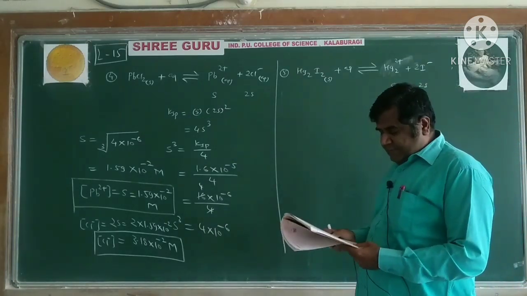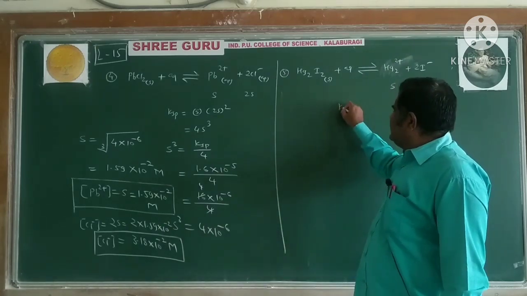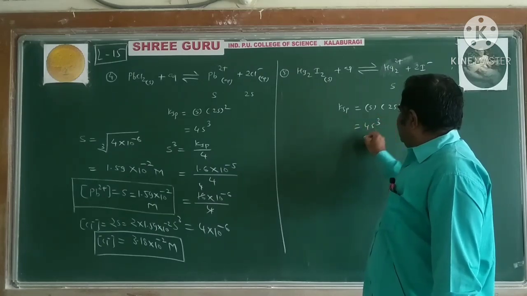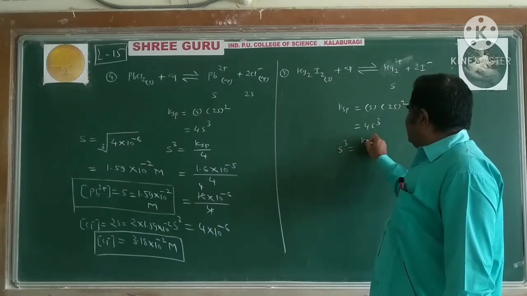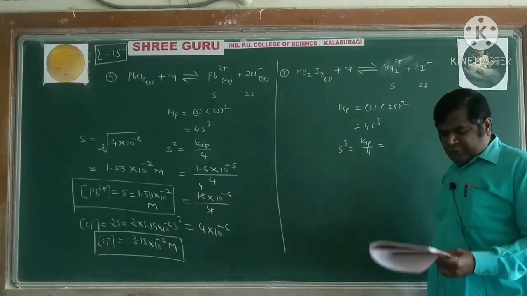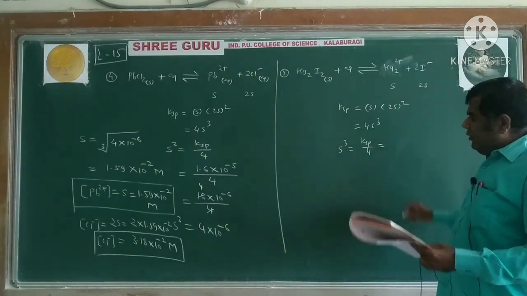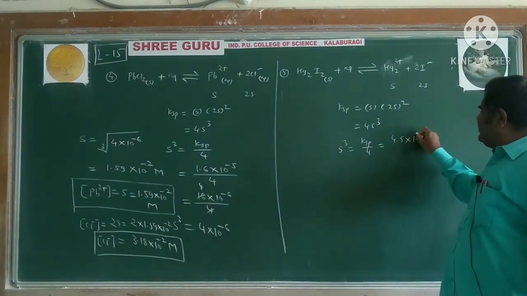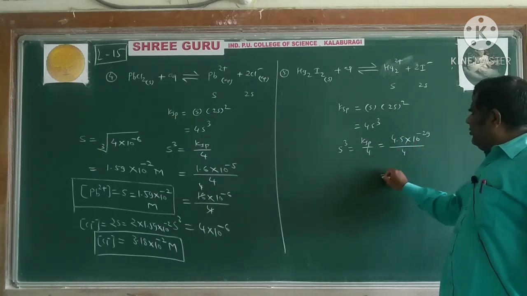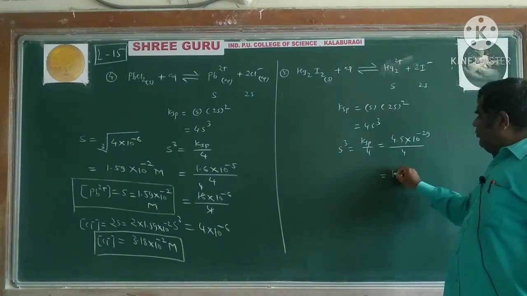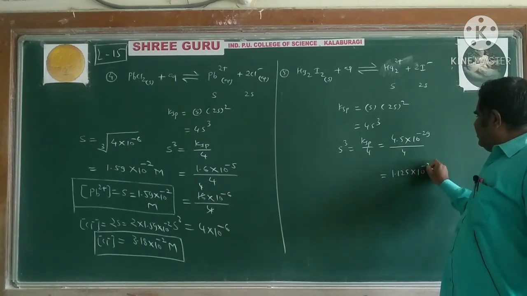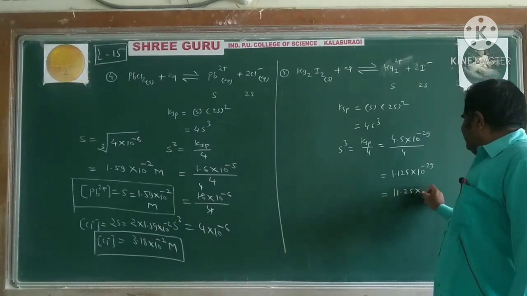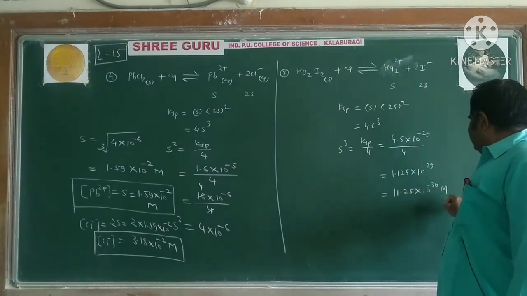That's why Ksp is equal to S into 2S square, 4S cube. S cube is equal to Ksp by 4, which is 4.5 into 10 raised to minus 29 divided by 4, which equals 1.125 into 10 raised to minus 29. We can write this as 11.25 into 10 raised to minus 30 mole per liter.